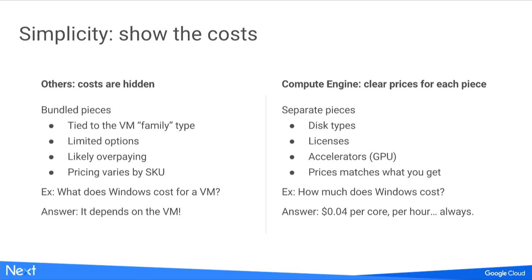A VM, at its essence, of course, is just that CPU and RAM. And anything else we view is an add-on. So another way that we try to keep things simple and transparent is by trying to not bundle the different pieces together and giving you an opaque product that hides the different costs of those various components. So why do the others do it this way? Well, it's easier. But it's easier for them, not for you.